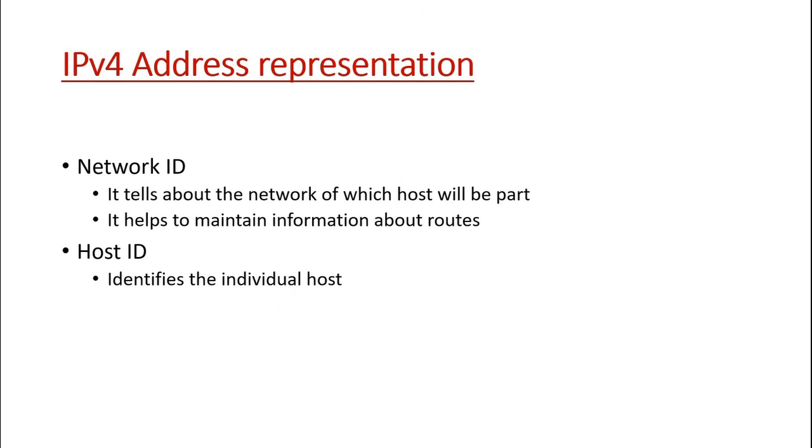So an IPv4 address is made up of some network bits and some host bits. What are network bits and host bits? Normally we have 4 octets, right? Let me explain the description here. The network part tells which network the host is a part of. It helps to maintain information about the routes, and the host part identifies the individual host.